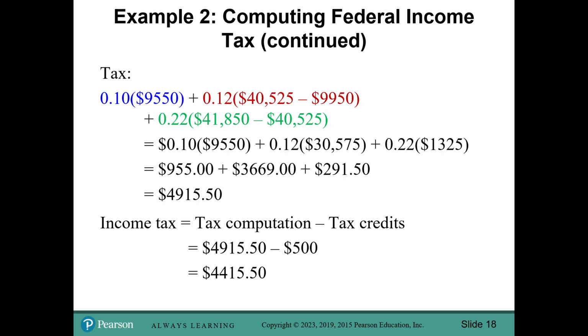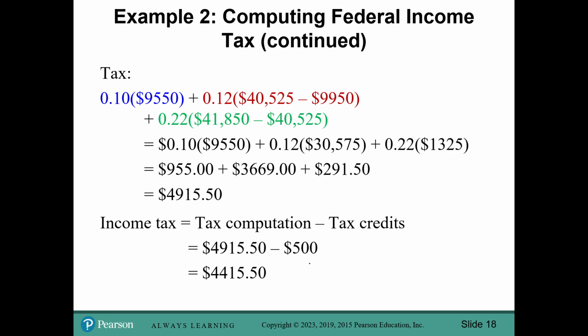So here we're doing 10% times the first 9,550, 12% times the additional 30,575, plus 22% for that 1,325. So you can see he's not truly taxed at 20% all across the board. He started at 10, 12 for some, 22 for the last bit. We add all these together to get his total tax though. So he's taxed at $955 plus $3,669 plus $291.50 for a total tax of $4,915.50.